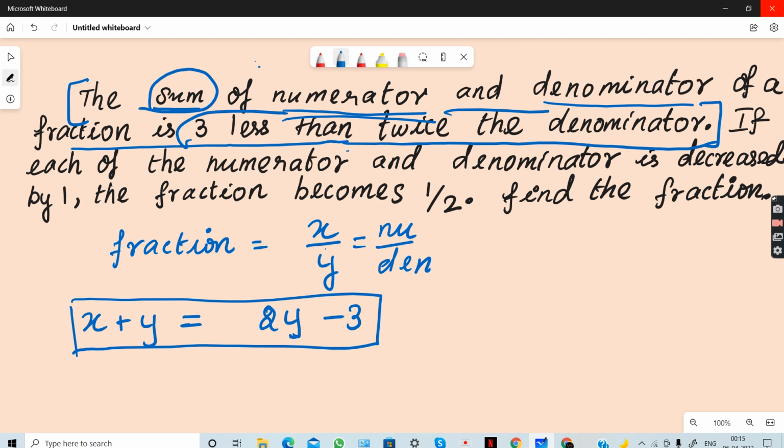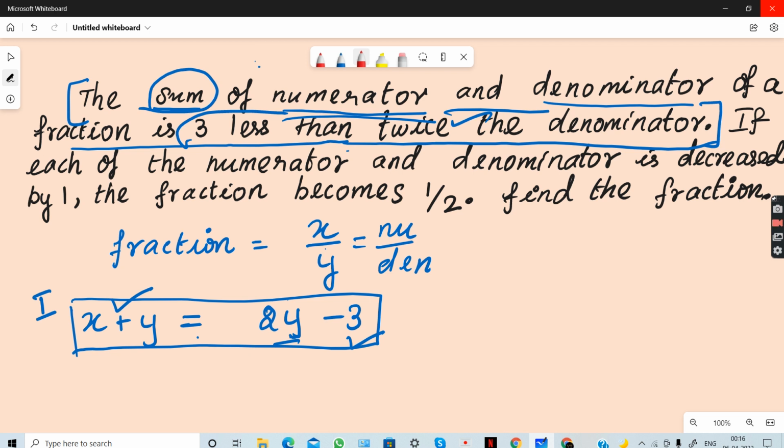Do you understand that? The sum of the numerator and the denominator is equal to 3 less than twice the denominator, so 2y minus 3. So that is the very first equation; now we have a second equation.